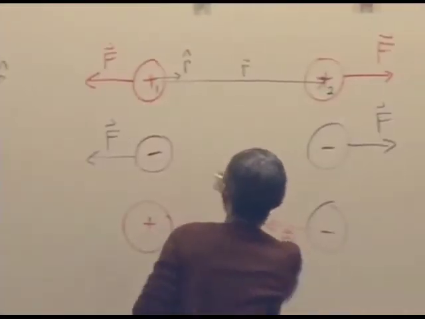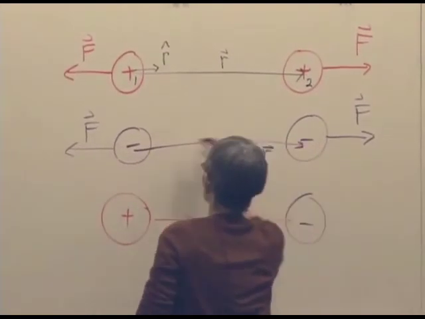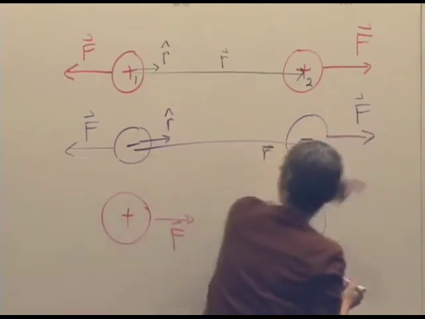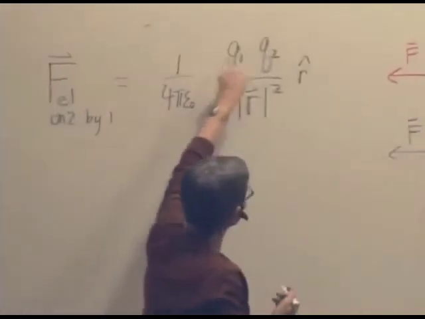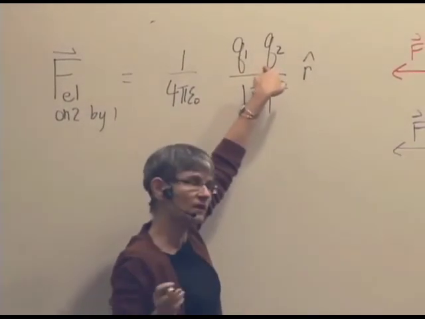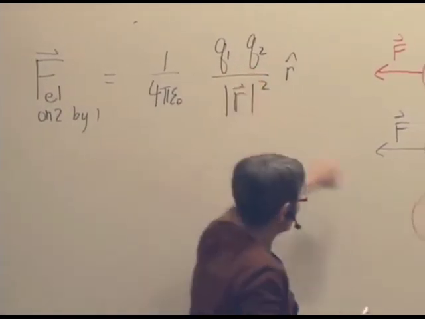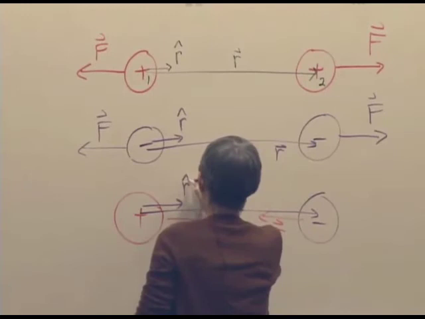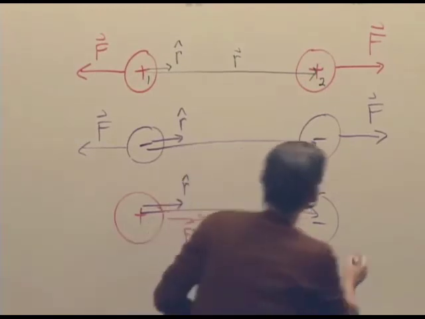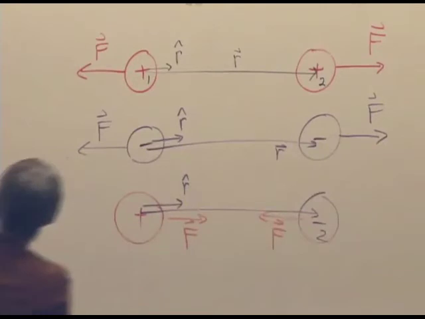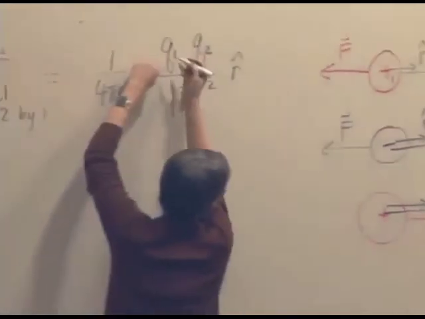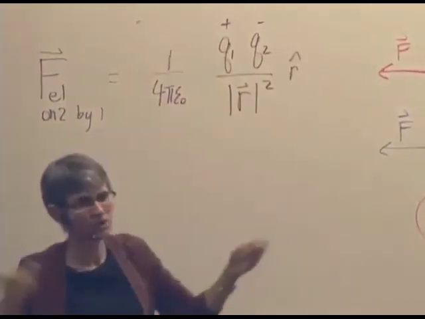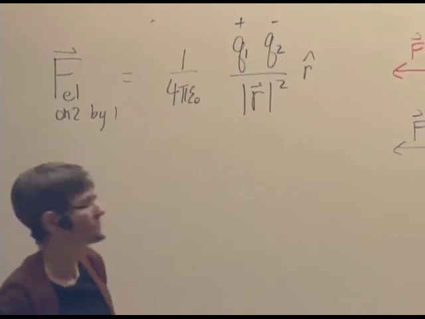In this case, same vector r, same vector r hat. Again, we want this force to be in the same direction as r hat, and it will be because both q1 and q2 are negative, and you multiply two negative numbers, you get a positive number. And now in this case, here's our vector r, here's our vector r hat. The force on 2 is opposite to r hat, and that's going to fall out because this is positive and that's negative, so this thing will have a negative sign, and so we don't need an extra minus sign here.